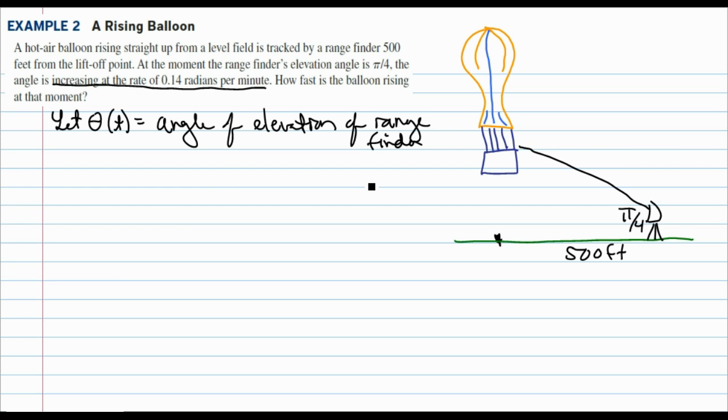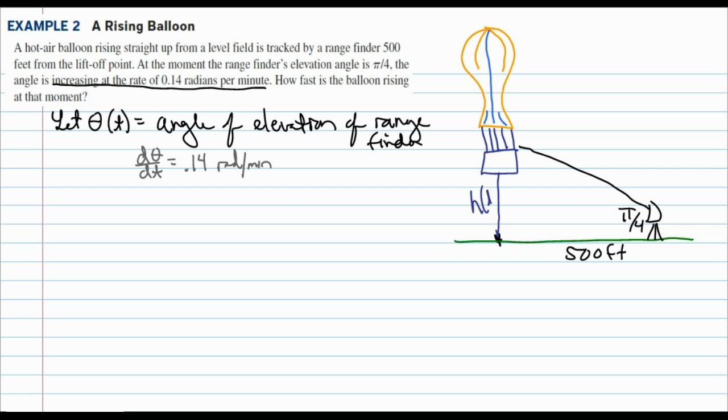We'll call theta of t the angle of elevation of the rangefinder, which then means, as a side note, we don't have to define this, but d theta dt would be the change in the angle, and that would be 0.14 radians per minute. Then it says how fast is the hot air balloon rising at that moment.